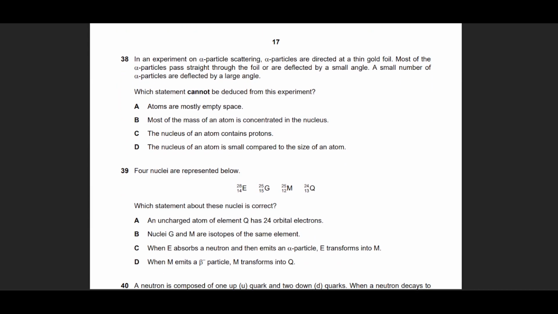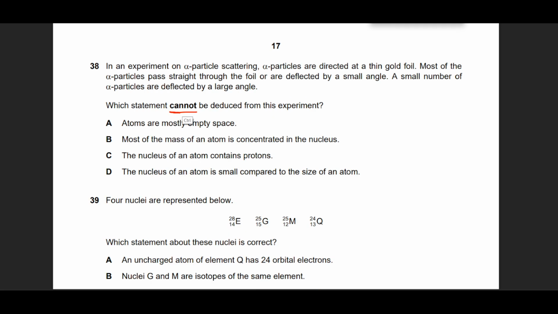Question number 38. In an experiment, alpha particle scattering, again, alpha, based on memory, he says gold foil, we know what happened, we know everything. Which statement cannot be deduced from this experiment? What we cannot say about the experiment from this? Atoms are mostly, we know that, 99% empty space. Why? Because almost everyone passed straight through. So we deduce that they are mostly empty.